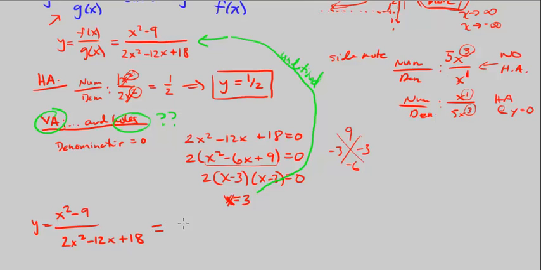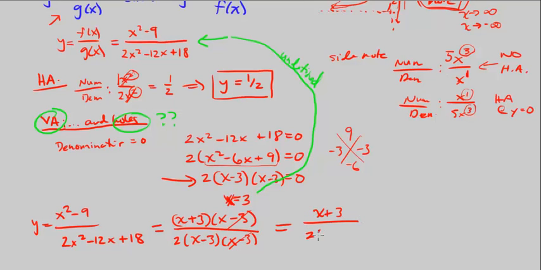We know in the numerator, x squared minus 9 is just the difference of two squares, so it's x plus 3 times x minus 3. And we factored the denominator there. We got 2 times x minus 3 times x minus 3, right? So we can simplify this and these cancel out, we get x plus 3 divided by 2 times x minus 3, okay? So this is simplifying.